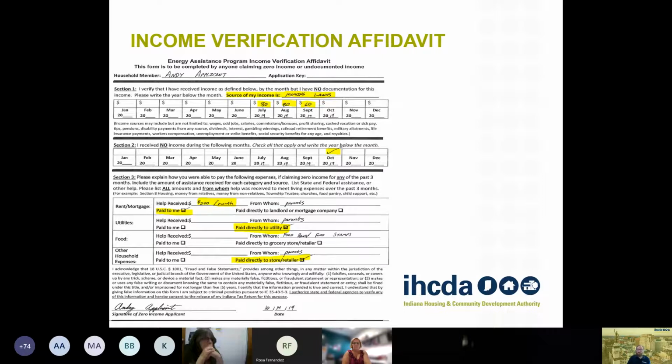The utilities, he does indicate he received help from his parents, and those were paid directly to the utilities. And other household expenses were provided by the parents and were paid directly to the store or retailer. And the only assistance received for food was food bank and SNAP benefits, and those do not count as income, so we don't need to worry about that.